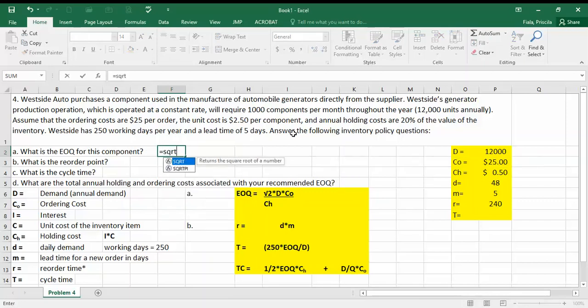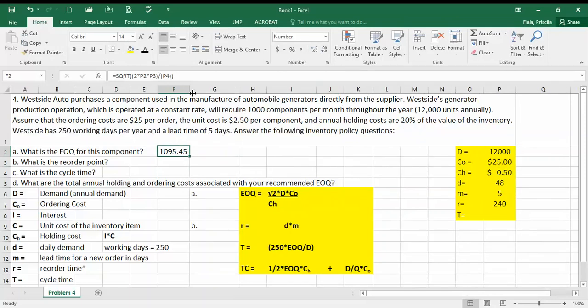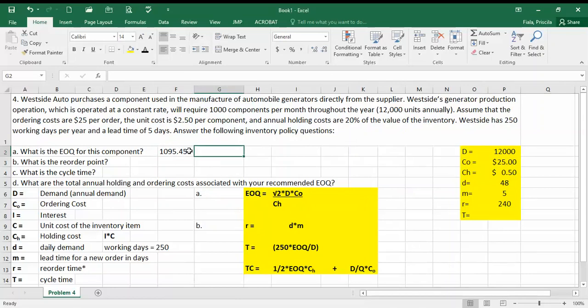So equals the square root, I'm following this one right here, 2 times your annual demand times your ordering cost divided by your holding costs, which I already calculated before, correct? Let me see if that works. Here we go. It should be 1,095. Actually, if you have more digits, you're going to see 1,095.45. Well, but it says what is the EOQ or the economic order quantity?